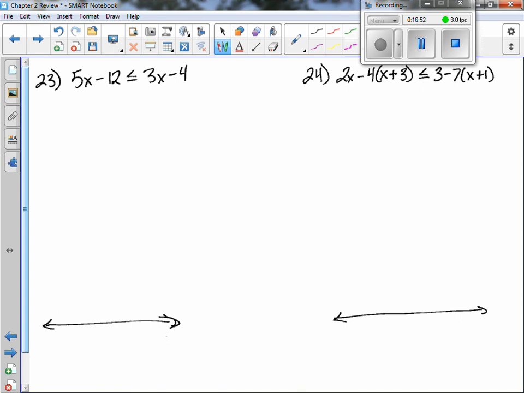Now, looking at 23 and 24, is there one of those that y'all want to look at? Y'all want to look at 23 or 24?